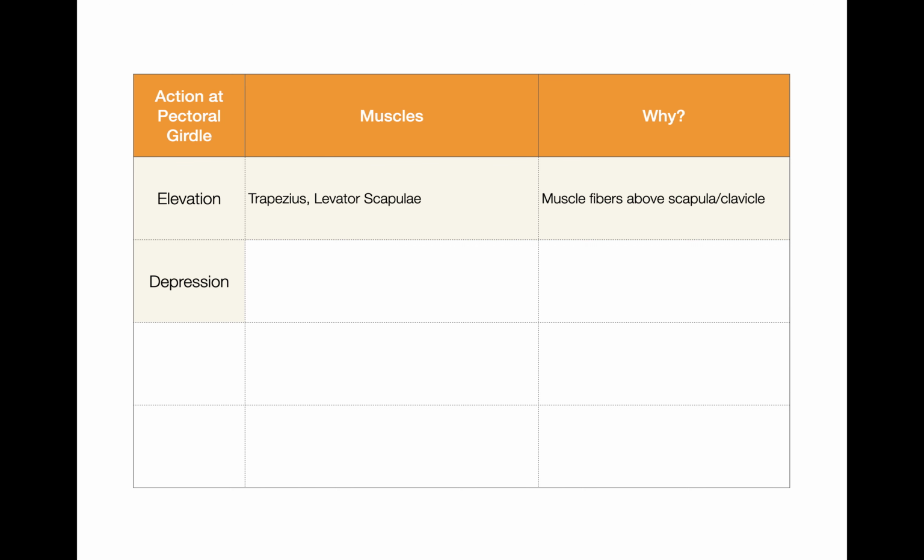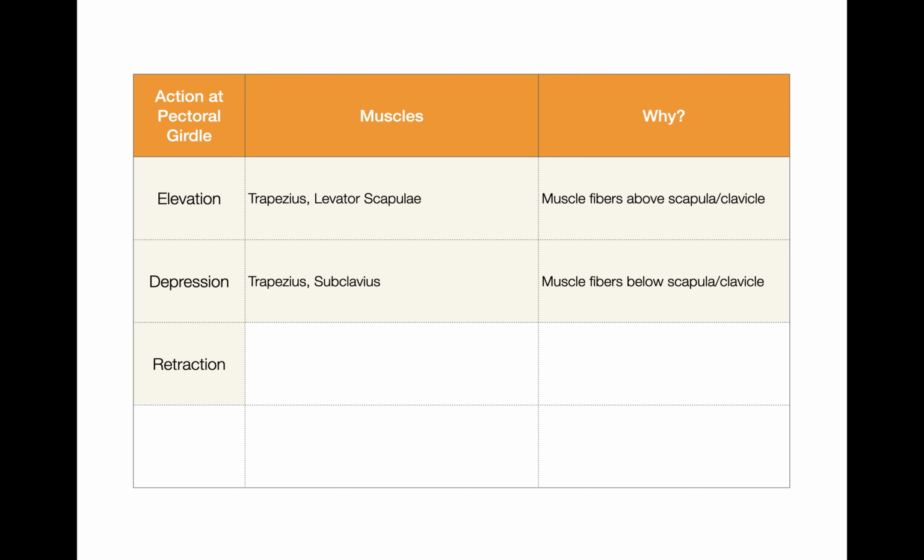For depression, the opposite must be true. These muscle fibers must be below the scapula and or the clavicle. And these include trapezius and also specifically for the clavicle, subclavius. So again, these muscle fibers would be below the scapula and or the clavicle.